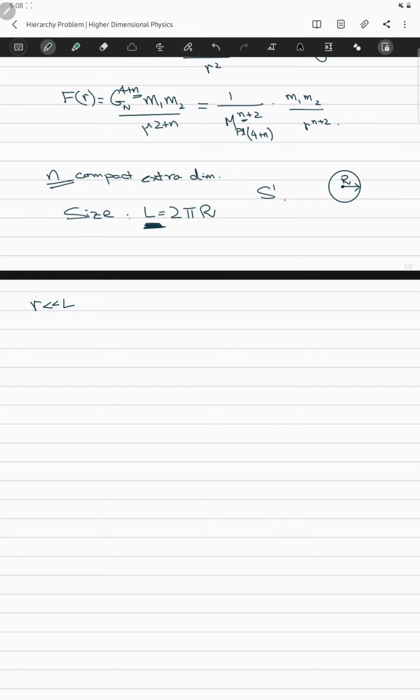This is r. But when this r between the two masses is much smaller than the size of the extra dimension, or in other words, the extra dimension is much larger than the distance between the two masses, you can write down your Newton's law in 4 plus n dimensions as 1 over M_Pl in 4 plus n raised to power n plus 2 times m1 m2 over r^(n+2).